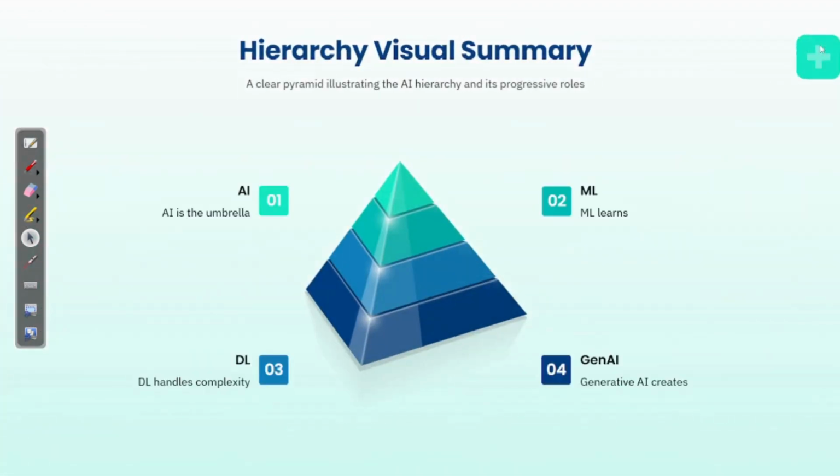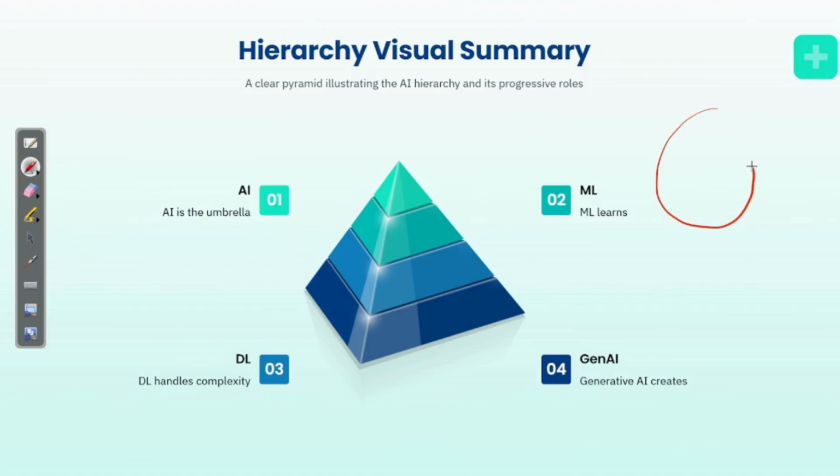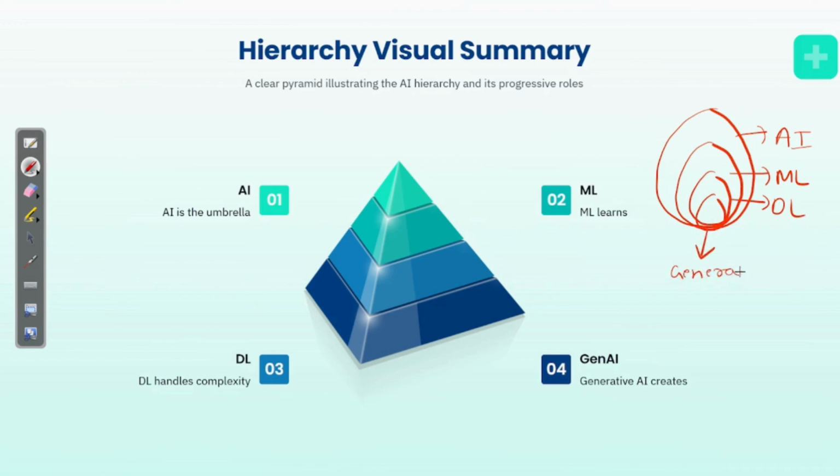Let's visualize this hierarchy step by step. Let me pick the pen from here. Consider this particular circle as AI. Inside AI, we have ML. Inside ML, we have deep learning, DL. Inside DL, we have something called generative AI, or Gen AI. AI is a big umbrella of intelligence. Machine learning is AI that learns from data. Deep learning is nothing but ML using neural networks for complex patterns. And you're familiar with generative AI, it is all about generating new data.